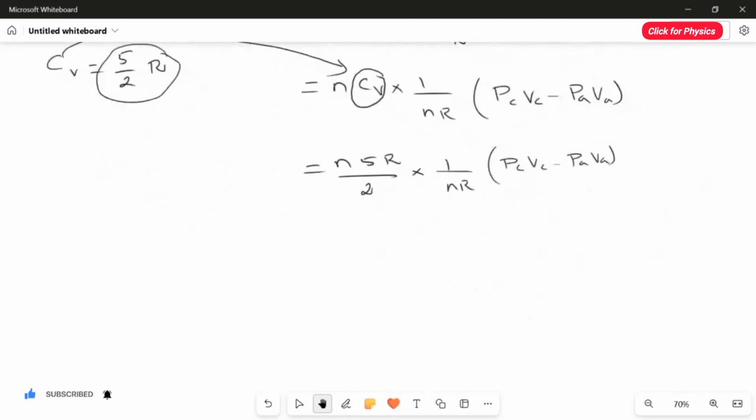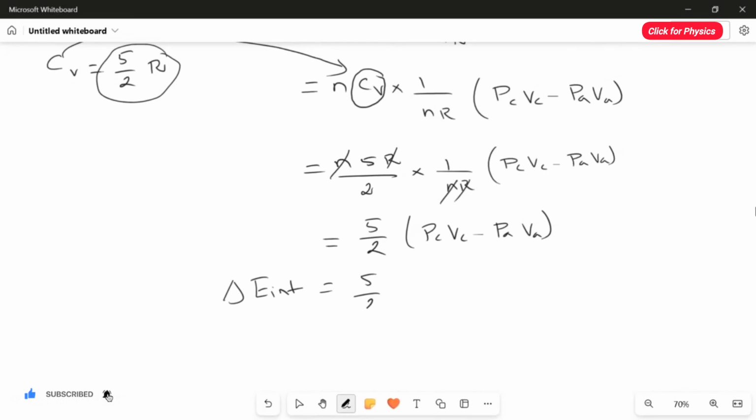Clear? Now you can see we can cancel the term NR with NR here. So this equation is exactly equal to 5 over 2 times PC VC minus PA VA. Now I'm going to take the value of the pressure at point C and volume at point C, likewise the pressure at point A and the volume at point A. So we have to get this value from the PV diagram. So the internal energy change is equal to 5 over 2 times.